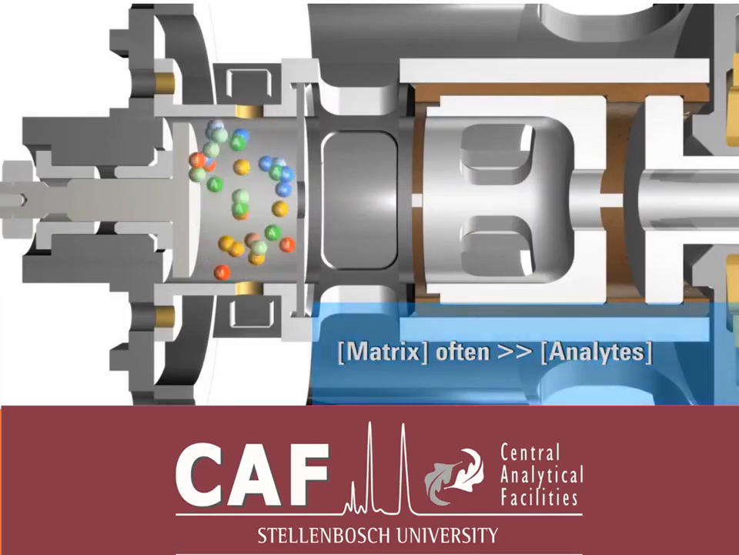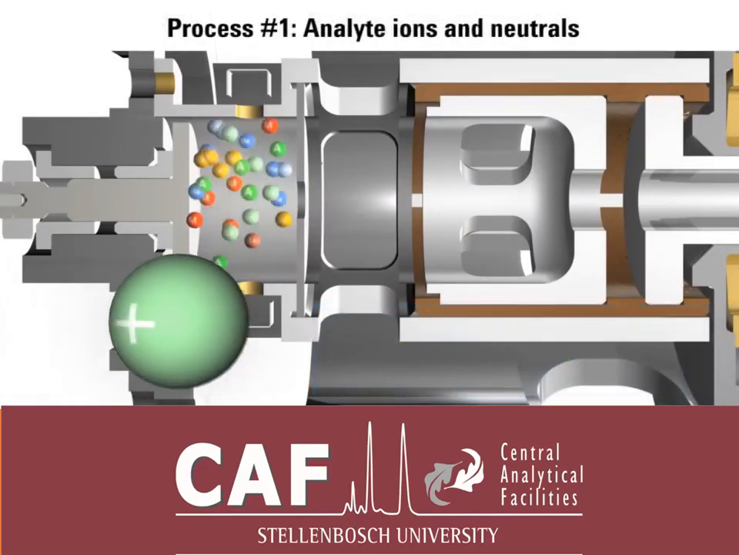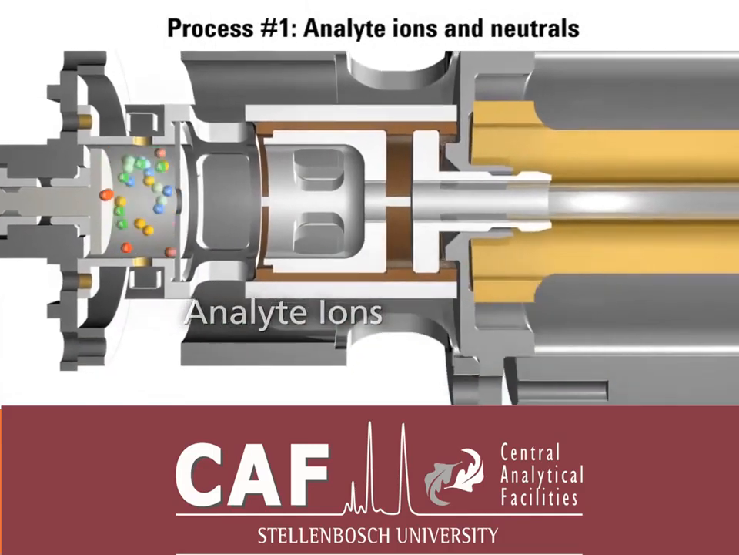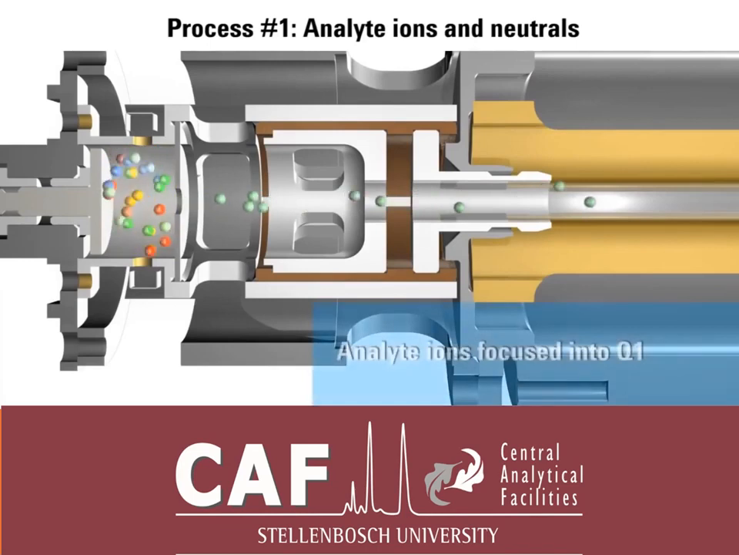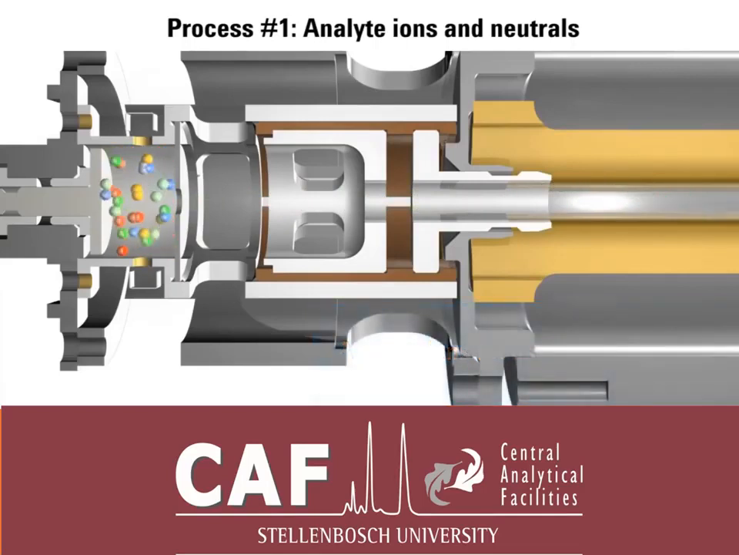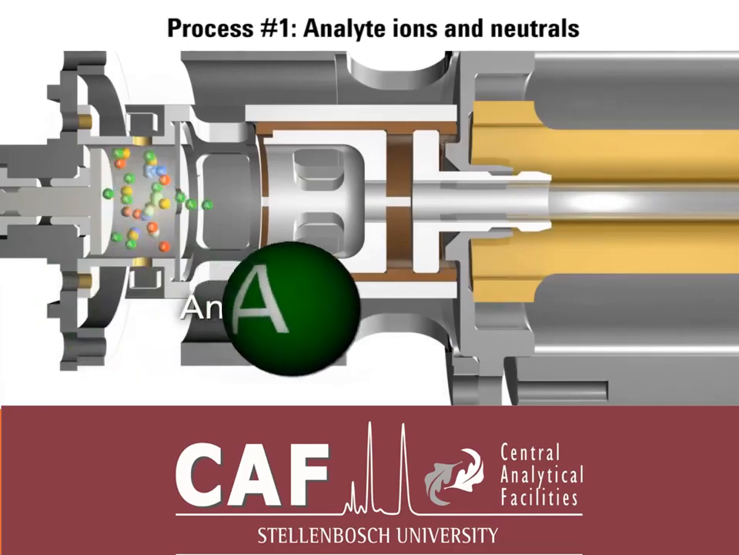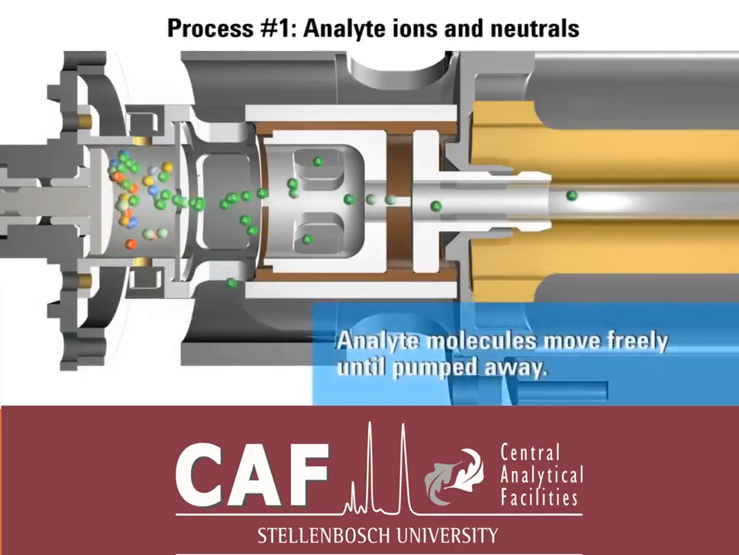To simplify the description, let's start with the analyte molecules and ions. Analyte molecules enter the vacuum source from the GC capillary column and begin bouncing off the hot surfaces of the source. Analyte ions are immediately extracted from the source and focused into the quadrupole mass filter. But what about the non-ionized molecules? The electrical fields within the MS have no influence on these molecules. They follow rapid, random motion until removed by the vacuum pump.